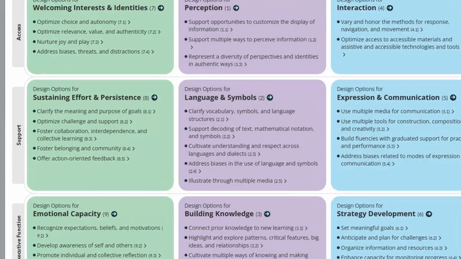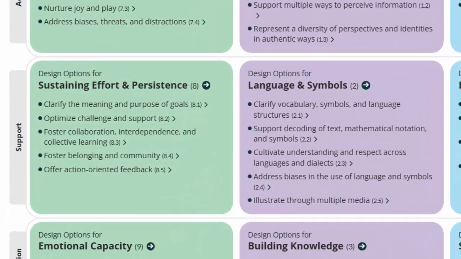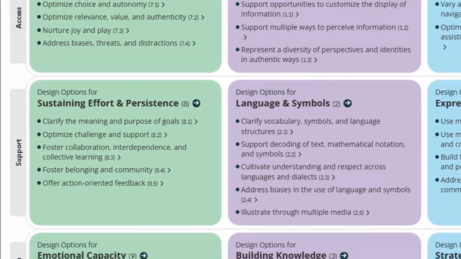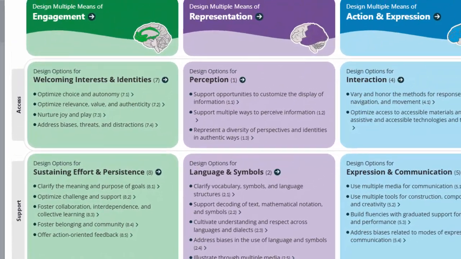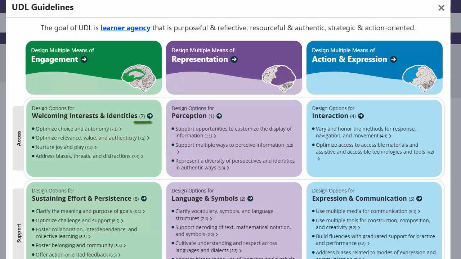The considerations are also numbered in relation to the guideline they sit under for easy reference. So under Guideline 8 about sustaining effort and persistence, the first consideration about clarifying the meaning and purpose of goals is numbered Consideration 8.1. Now before you ask why the seemingly first guideline starts at number 7, I'll say that you don't need to worry much about that.